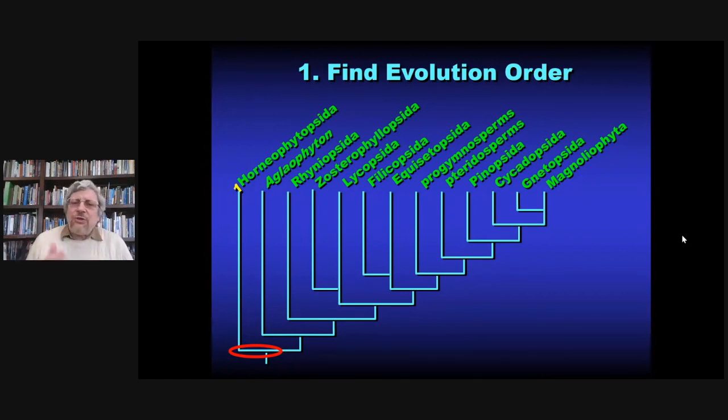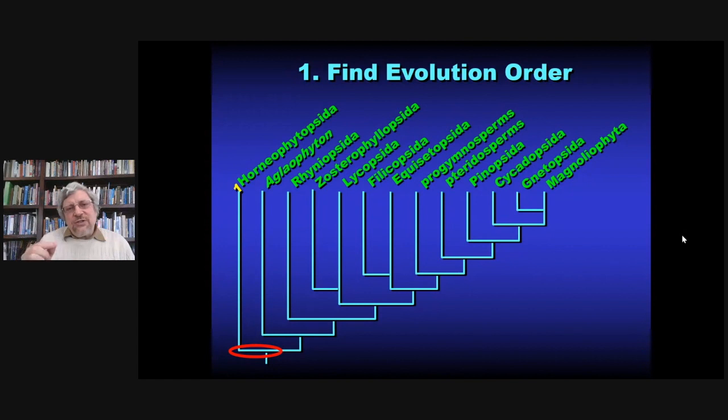So here we have the major groups of plants. Basically, the equivalent of the phyla of animals are the divisions of plants. Most of these are divisions of plants. Some are individual taxa, like a single genus. But here's the best guess evolutionary tree for the fossil plants, or all plants, fossil and living, all put together.